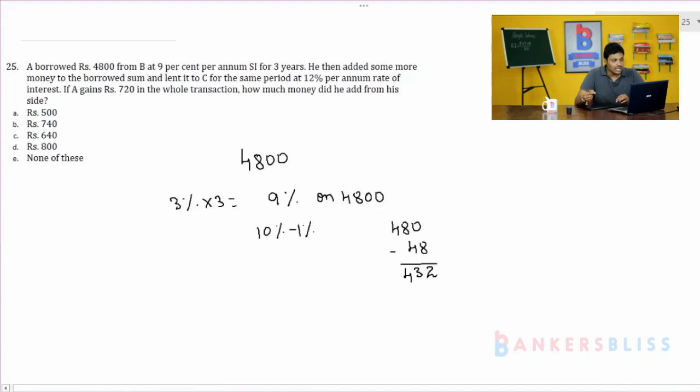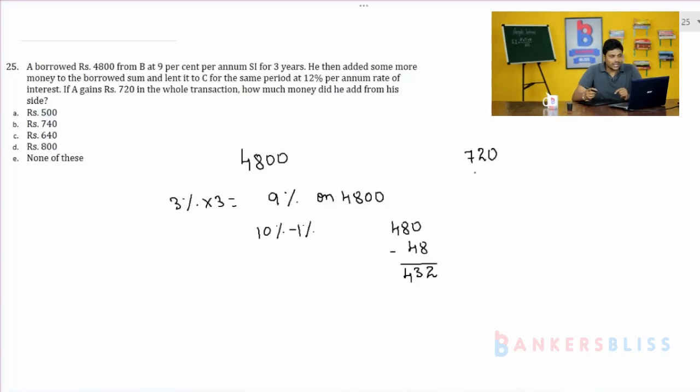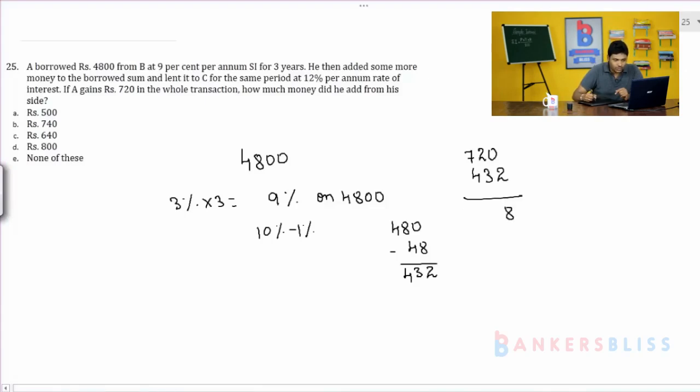But in the whole transaction you are getting 720 rupees. So 720 rupees is the interest you are getting in the whole transaction. If you observe keenly, on 4800 you are gaining only 432. The difference in the gain is the interest you got on the extra money you have given to your friend. So 720 minus 432 is 288, which is the interest amount you are getting from your friend.